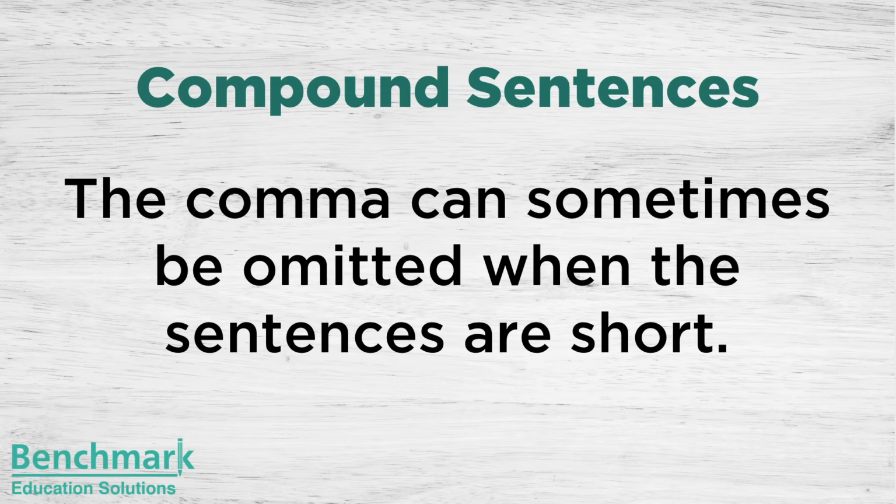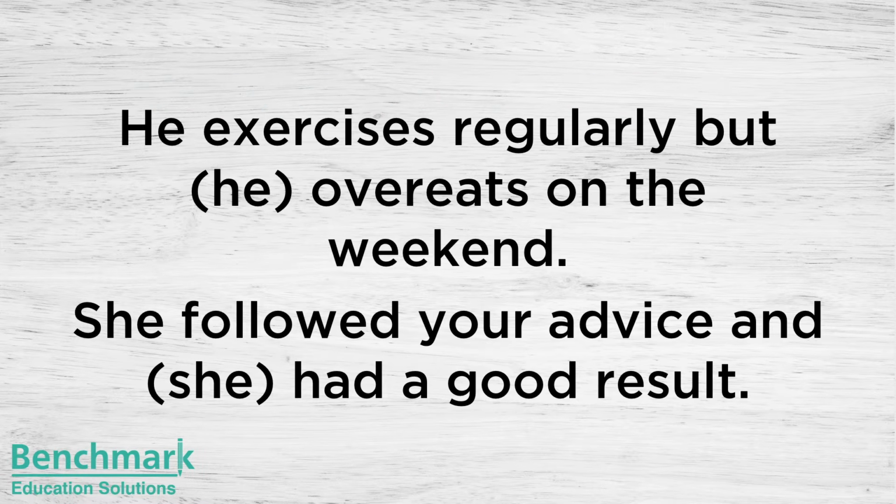Make sure that the conjunction you use is appropriate for the meaning of the sentence. Sometimes, when the independent clauses are very short, the comma can be omitted, but you should still use the conjunction. Here's an example. He exercises regularly, but he overeats on the weekend. She followed your advice and she had a good result.